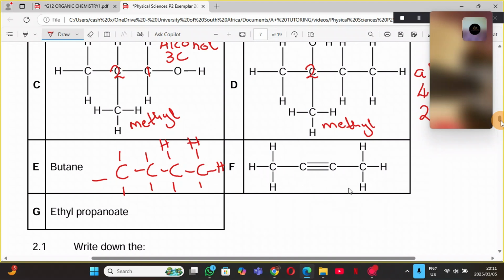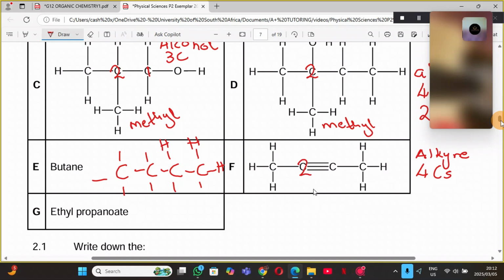This one? That's an alkyne. Okay. How many C's? 4 C's. Do I have any branches? No. Position of the alkyne? Position 1, 2. Position 2. Yes, so it's on position 2.